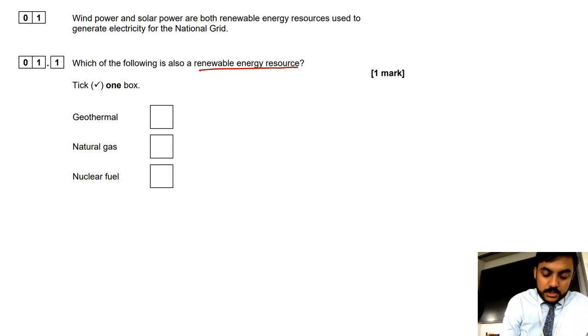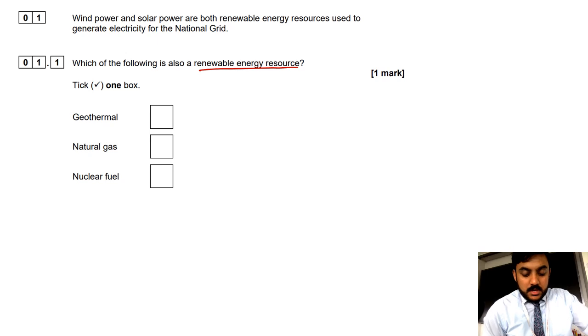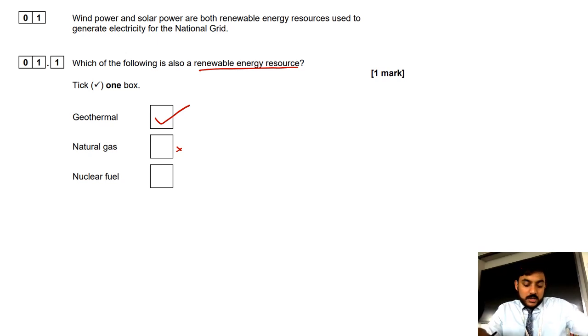What does renewable energy resource mean? It means that after it's used, it's replenished, or there's so much of it that it can never be used up. Geothermal is renewable. Natural gas is not, because it's a fossil fuel and it forms under the sea or under the rocks, and that can't be replaced as fast as it's being used. Nuclear fuel, elements such as uranium, once we've used it up, we don't have any more.